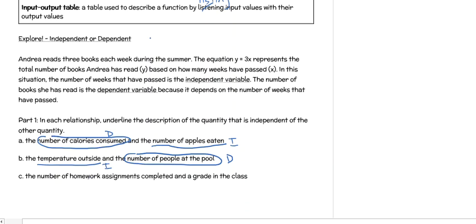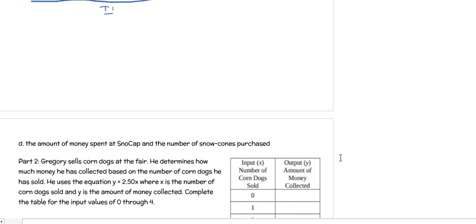C, the number of homework assignments completed and the grade in the class. And again, in real world situations, there's not a 100% correlation on this, but a general correlation does exist between these two quantities. Well, I would generally assume for a large percent of the population that the grade in the class is going to be dependent on the number of homework assignments completed. And of course you're going to see some people out there that still do well in the class if they don't do a lot of the homework assignments, but you're looking at a specific type of student.